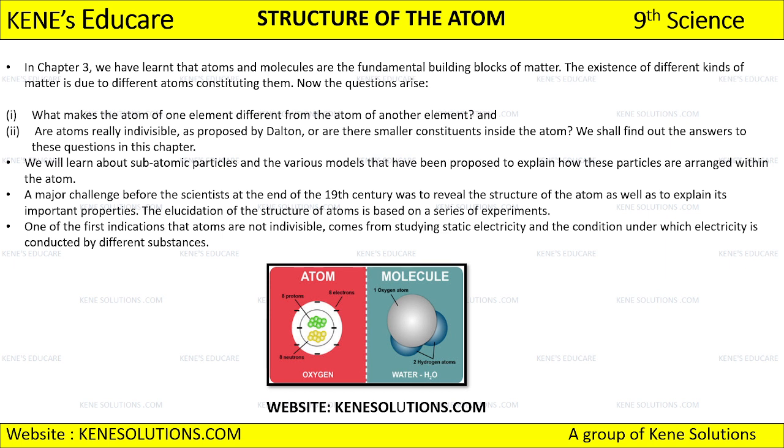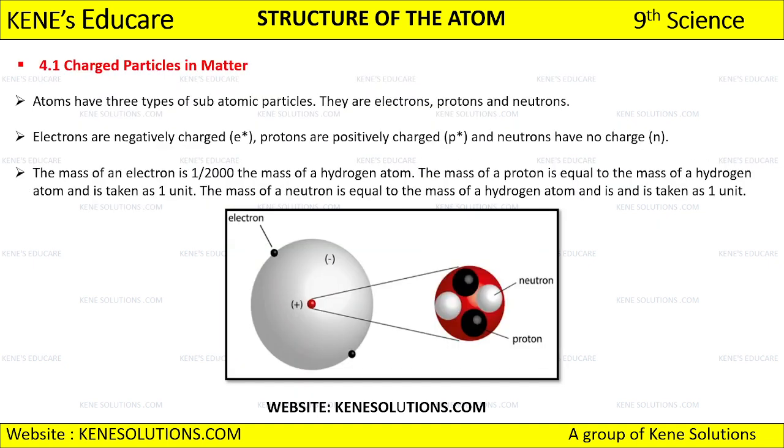After this we discussed charged particles in matter. As we know, protons are positively charged, neutrons are neutral, they do not have any charge, and we have electrons. Electrons are negatively charged, right? I just want you all to please go through this.